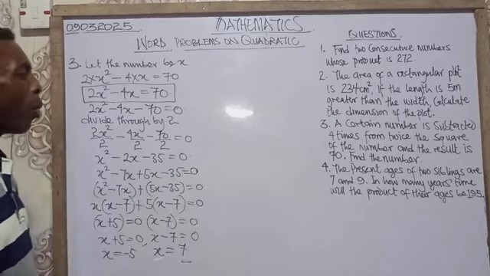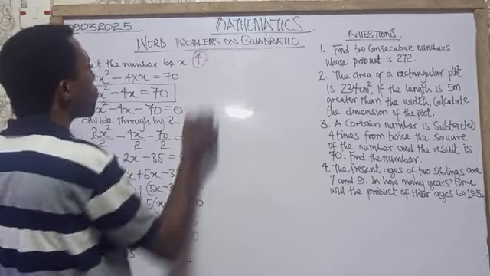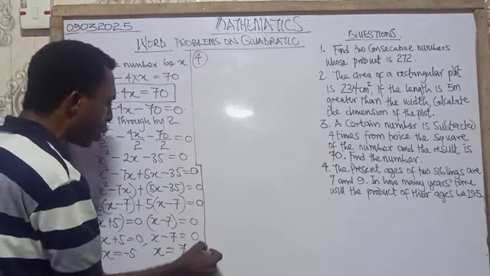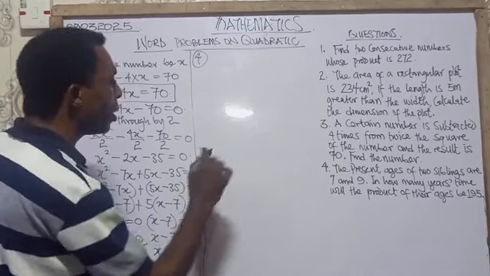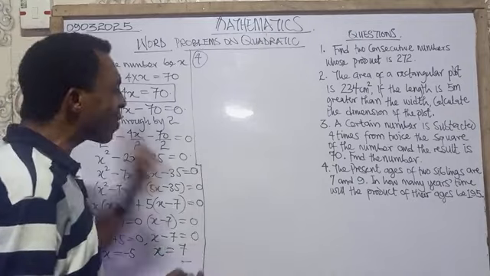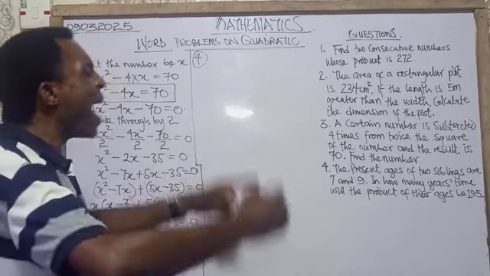Thank you. Now we move straight forward to number 4. Number 4 says the present ages of two siblings are 7 and 9. In how many years' time?